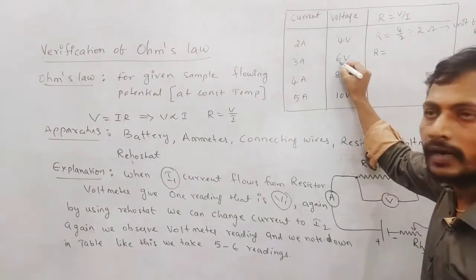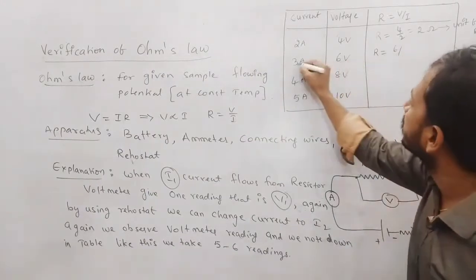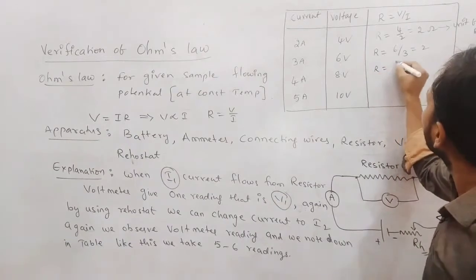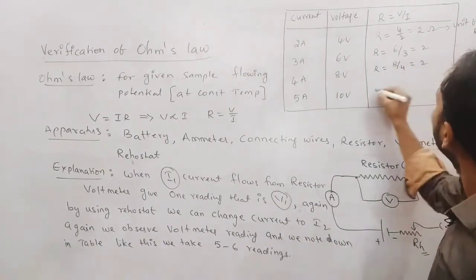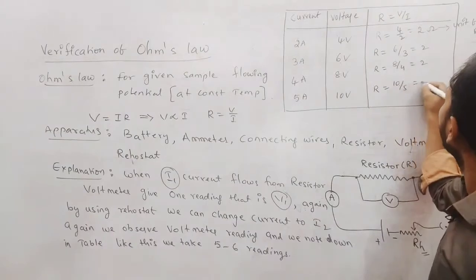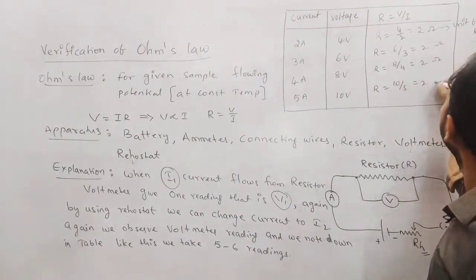And second case, again I am coming here, R. How much voltage did you take? 6. Current is how much? 3. How much did you get? 2. Everywhere, if you observe clearly, children, you are going to get the same value, 10 by 5. Again I am getting 2 ohm, 2 ohm, 2 ohm.